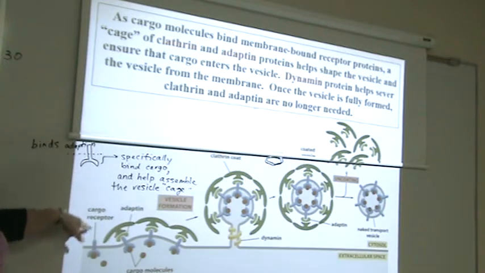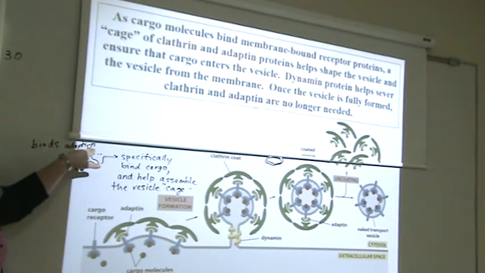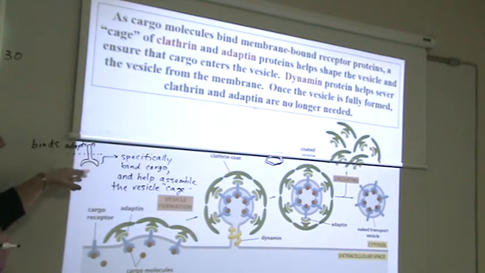So if you were to look at all of these receptors and compare them to each other, this region would be more conserved. This end would be less conserved. Because there's a large variety of cargoes, there are not a huge variety of adaptins. I might come back to that point later.